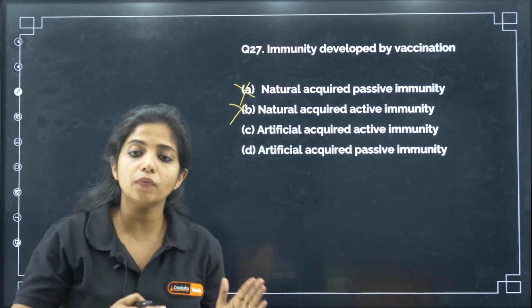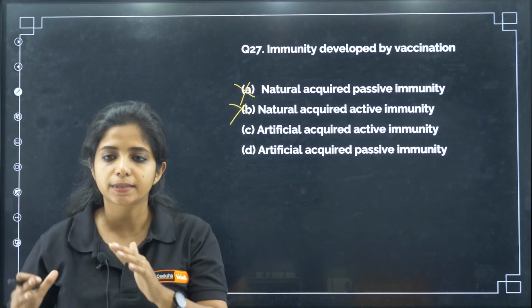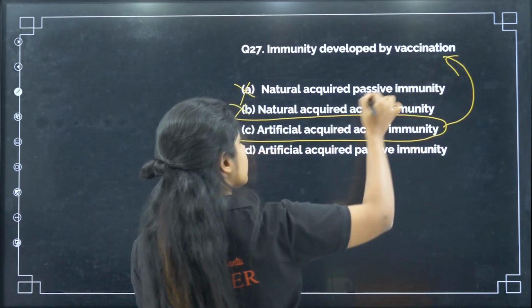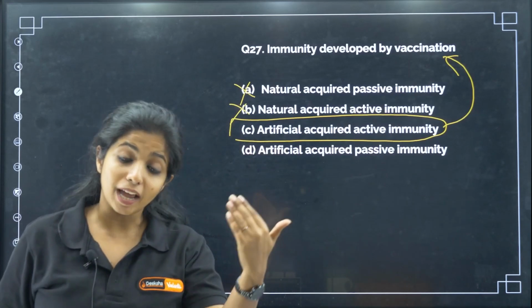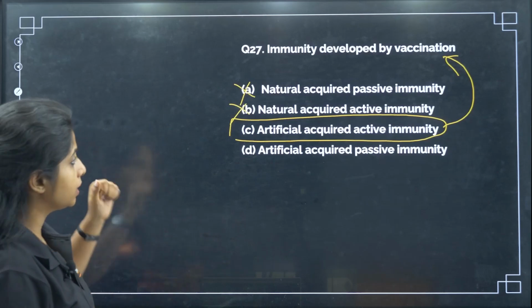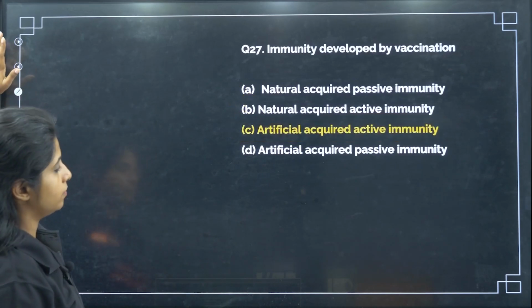You get it? So artificial acquired active immunity is something that plays a major role in vaccination. I am making my body itself produce antibodies so that next time, naturally, if infection comes in, I can fight back against it. Okay, so that is your answer.